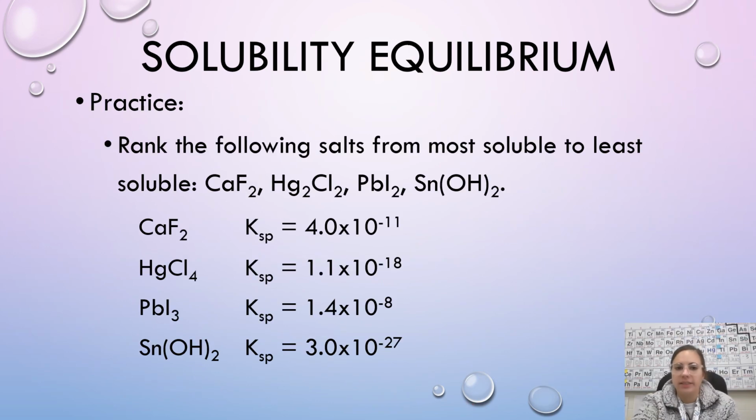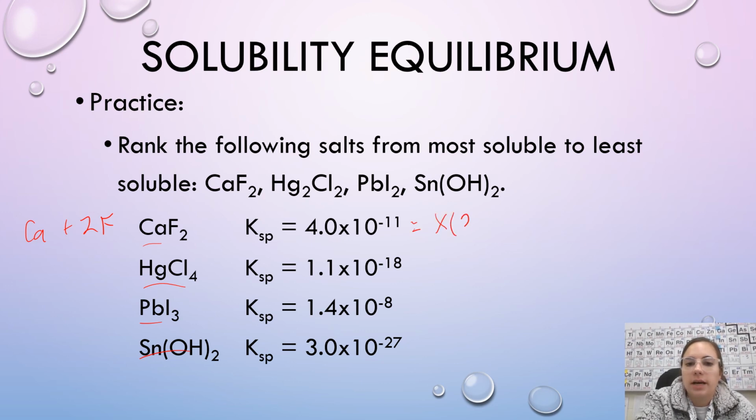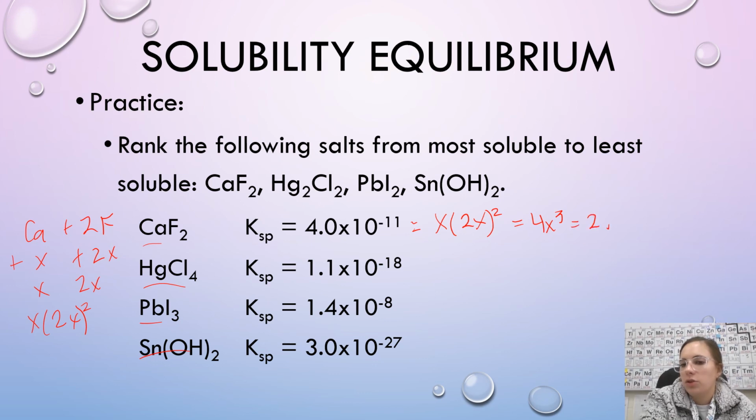So let's do this for practice. We're asked to rank these. These do not dissolve into the same number of ions, so I have to solve for x. So calcium fluoride dissolves into 1 calcium and 2 fluorines. So to solve for x, we would get x times 2x squared, right? Because this would be plus x, plus 2x. So when I plug those in, I have x times 2x squared. That simplifies to 4x cubed. So when you solve for x, we get 2.15 times 10 to the negative 4.